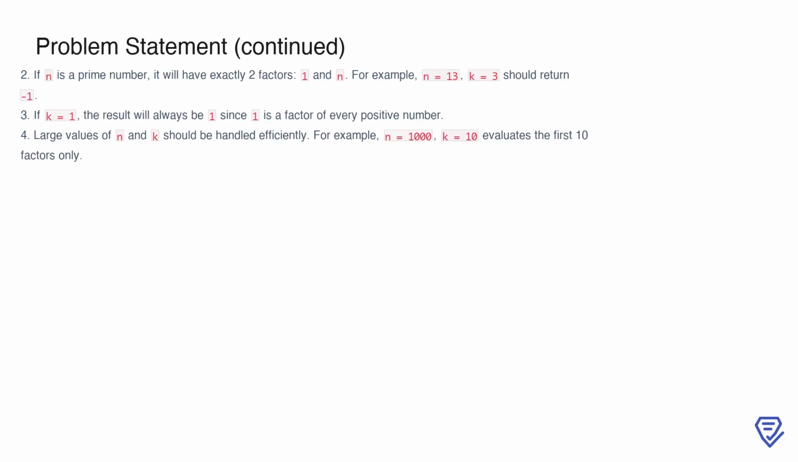Finally, for large values of n and k, your solution needs to be efficient. For instance, if n equals 1000 and k equals 10, your approach should compute the first 10 factors without unnecessarily evaluating all factors of 1000. These considerations will help ensure your solution is both correct and optimized.